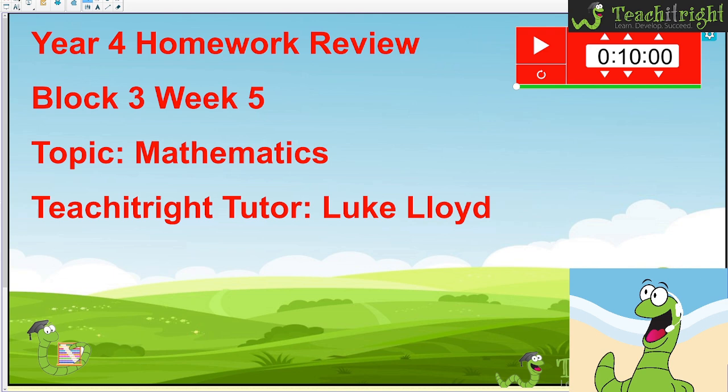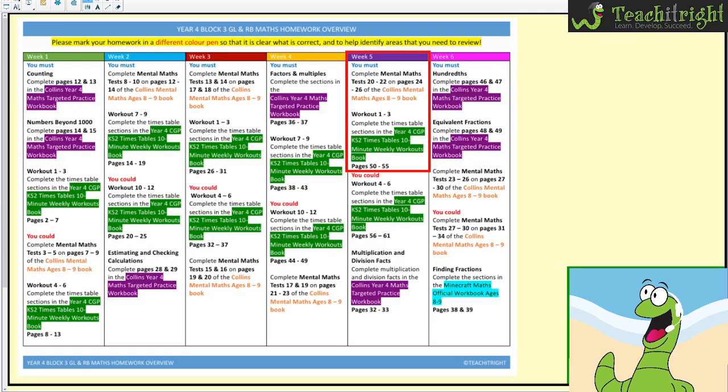This is obviously the maths block and we'll be finishing off the Week 5 maths homework. So looking at here you can see we've got a couple of tests inside the mental maths book starting on page 24 and working all the way through to page 26. And then we'll be looking at the times tables CGP maths book doing workouts 1 through 3. And these are on pages 50 to 55.